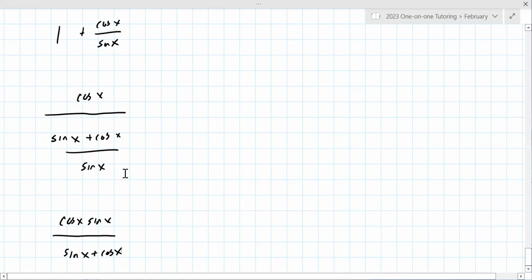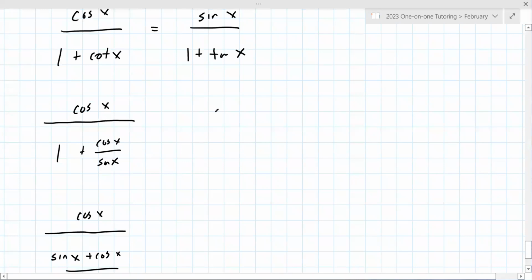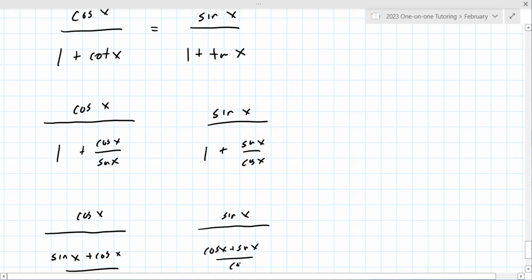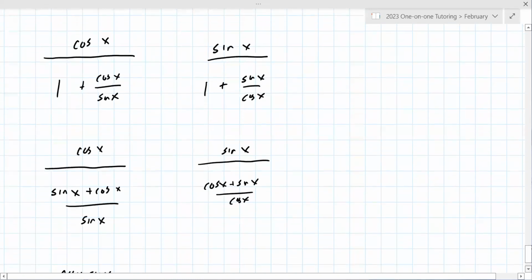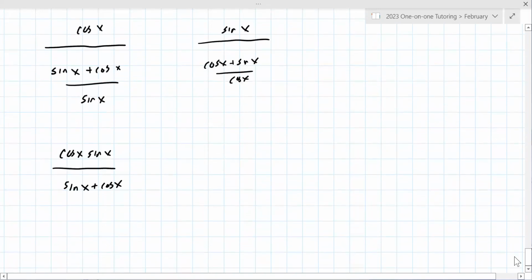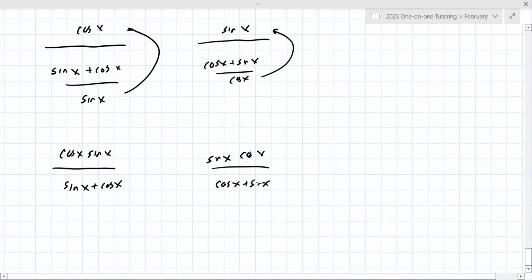Yeah, I got the right side. And then the right side is going to do the same thing. It's a mirror image: sine x over cosine x plus sine x over cosine x, because you make a common denominator. And then that cosine goes to the top. So it becomes sine x cosine x over cosine x plus sine x. You can see that it does in fact work here.